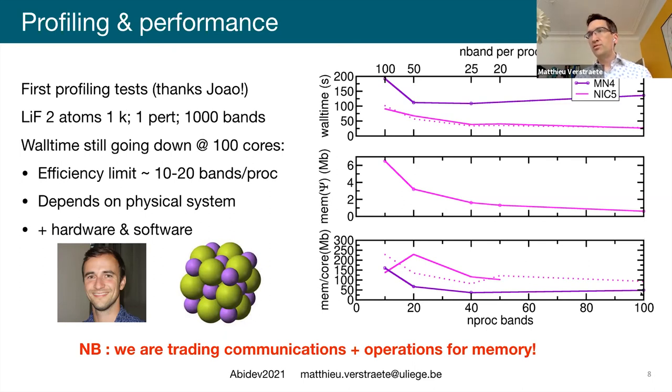It looks like in the end, you have additional temporary arrays, which cost you a little bit if you distribute too much. Bottom of the story, there is an efficiency limit in how much you can distribute your bands because you're paying for communications. And it will depend on the physical system you're looking at, whether you have lots of K points, lots of bands, big system, small system, lots of plane waves. And it'll depend on the hardware and software you run on. But indicatively, based on my huge sampling of 5 or 6 systems, it looks like you can go up to at least 10 bands per processor without paying too much.